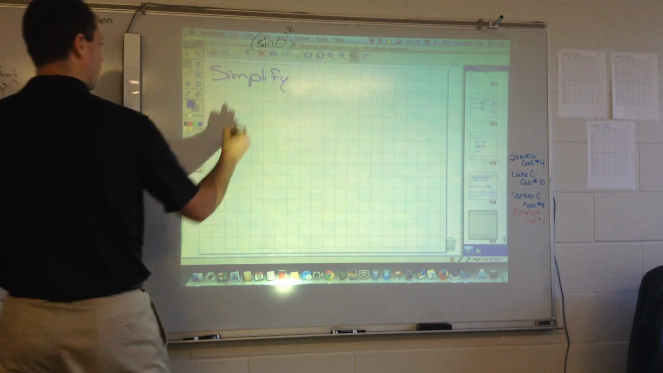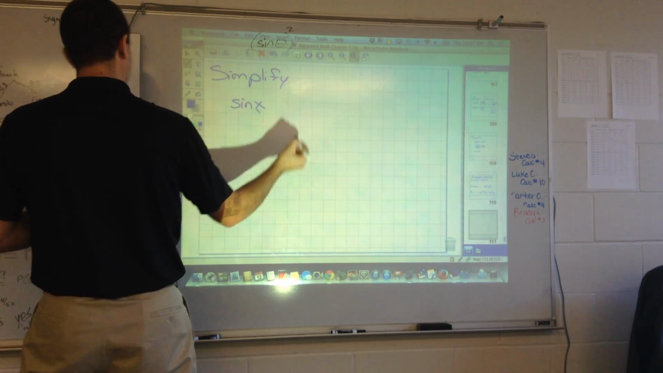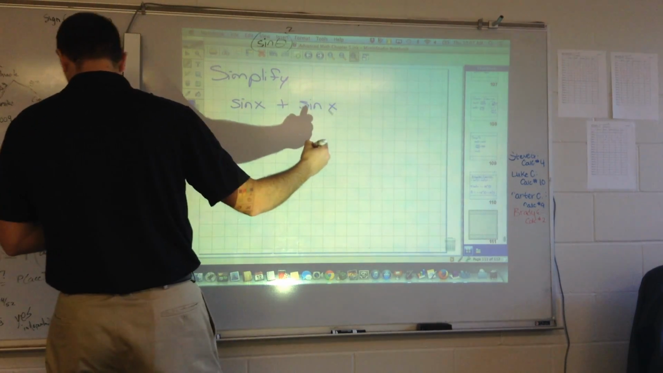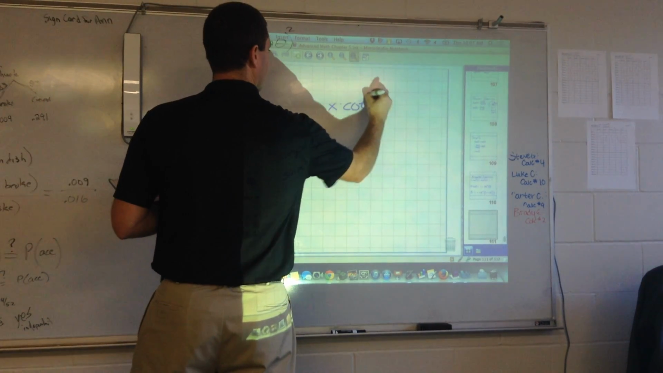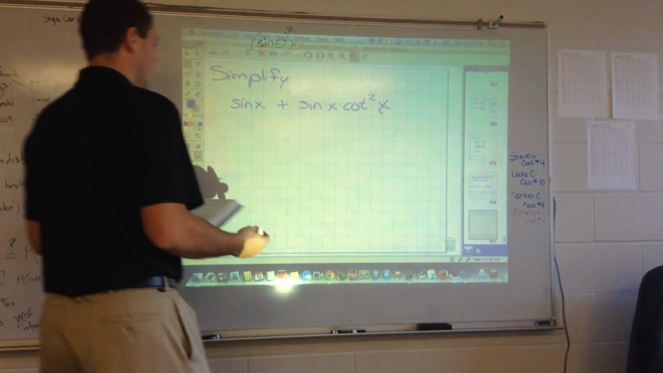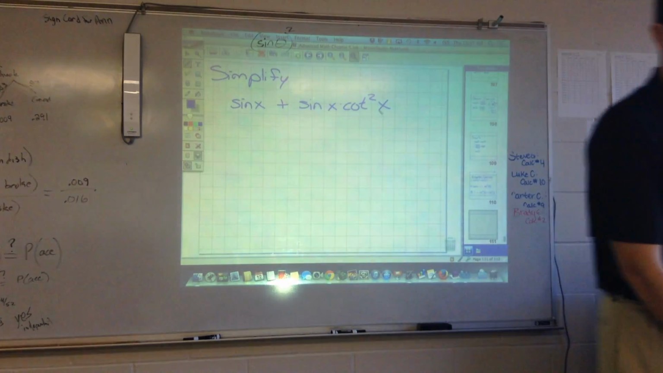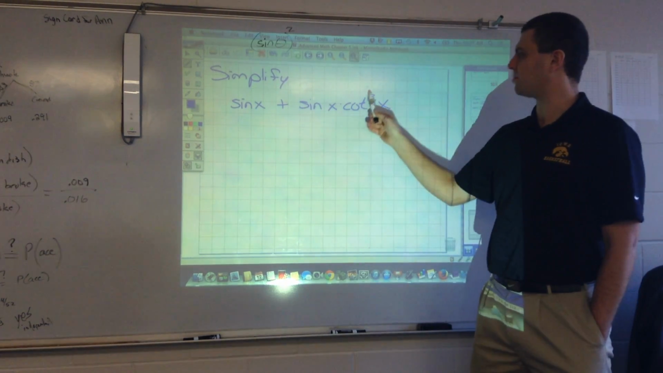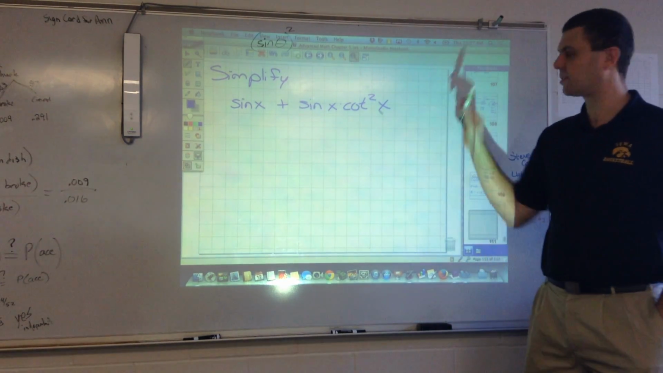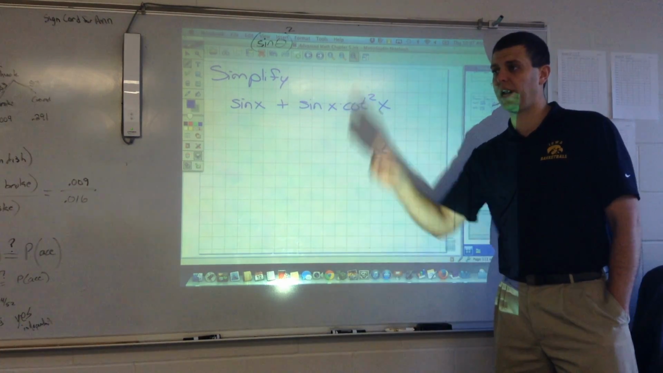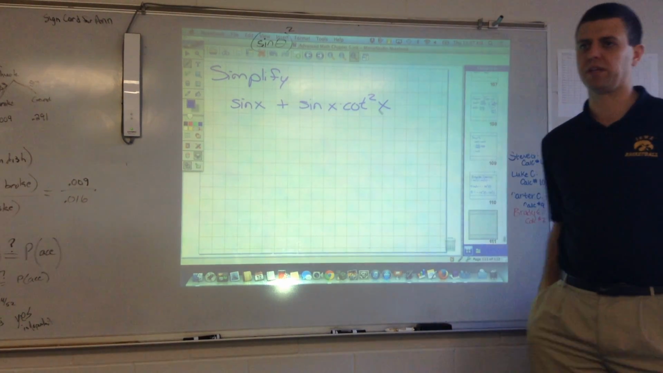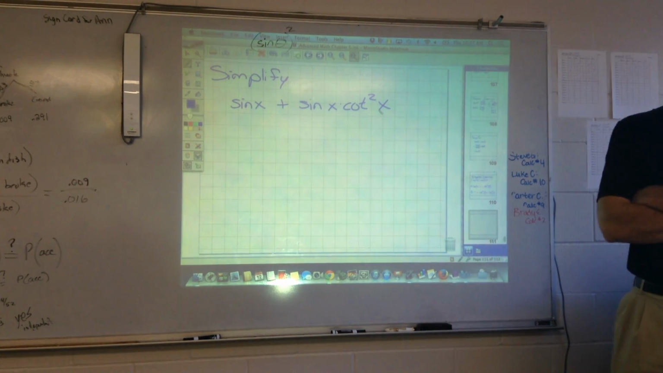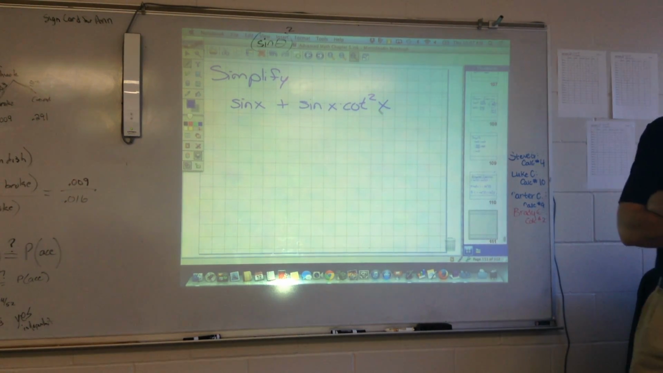Simplify. Sin x plus sin x times cotangent squared x. So sin x plus the sin x times the cotangent squared x. You can simplify this all the way down to one trig function. Give it a shot. Work with a neighbor if you want to. Pick a neighbor, talk about it.